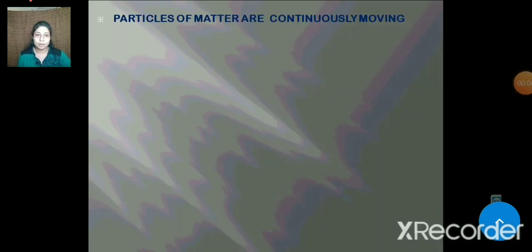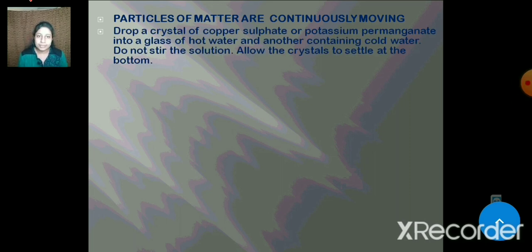Now in the next nature, we can see that particles of matter are continuously moving. The experiment in the book is they took 2 glasses of water, one containing hot water and another containing cold water, and then they dropped a crystal of potassium permanganate or copper sulfate. Now what will happen? At first, that crystal will settle at the bottom, and after that gradually the particles of that crystal will get mixed with the particles of the water.